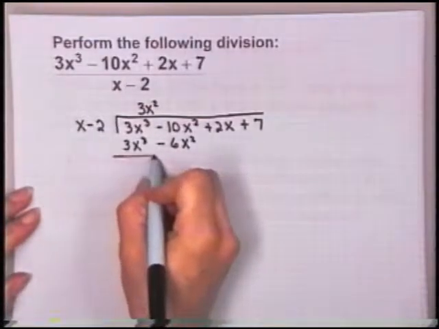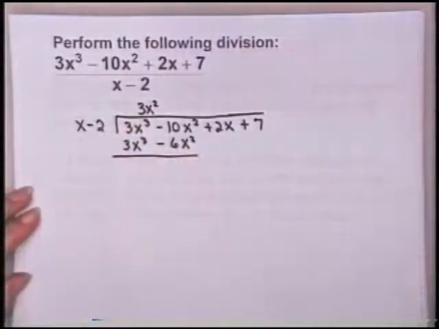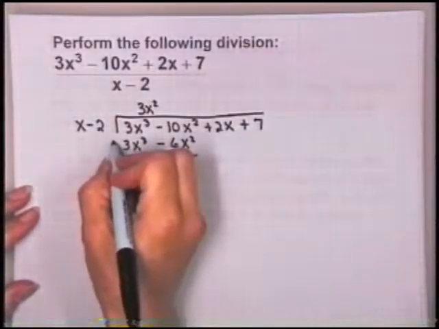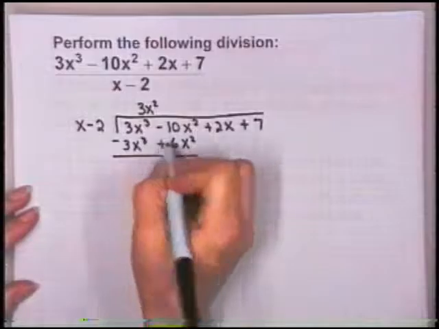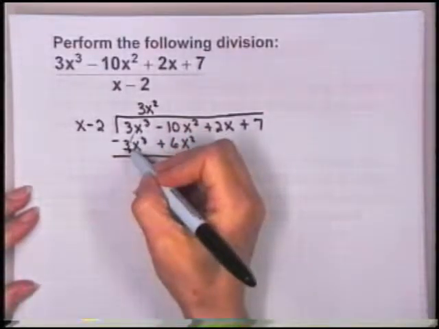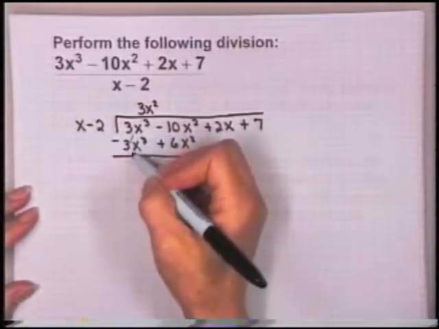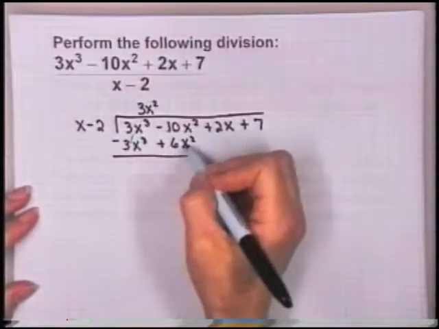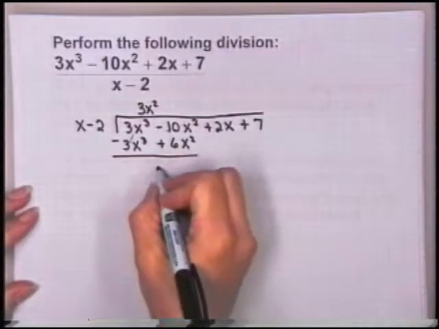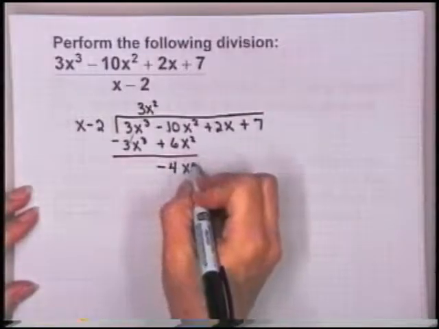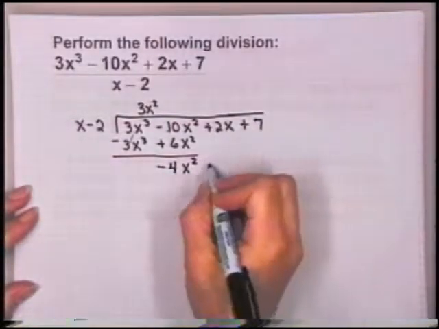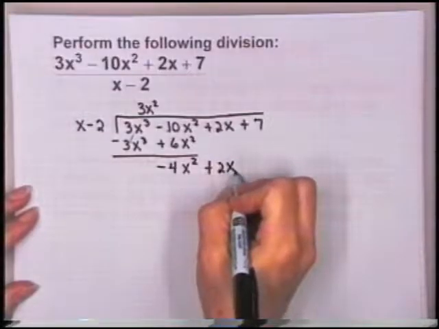Your next step is to subtract this from this. Remember, when you subtract, you change your signs and add. So I always encourage students here to change your signs. And then when we add, these add to 0, which it should do. If it doesn't, we've divided wrong. This is 0. Negative 10x squared plus 6x squared is a negative 4x squared. And then we bring down that term. So let's bring down the plus 2x.